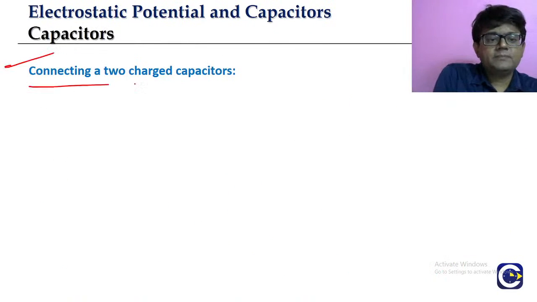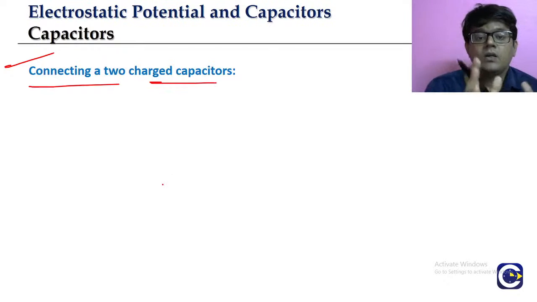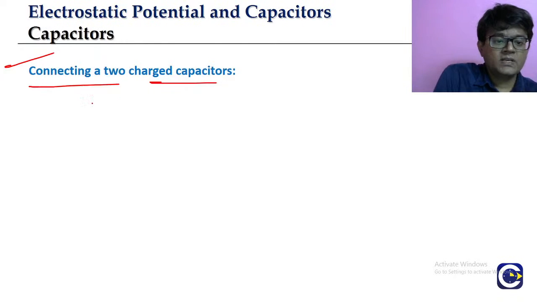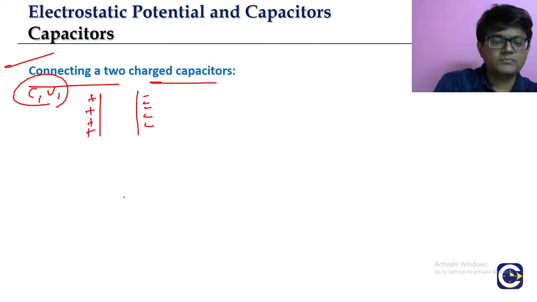So look at the next concept. Before this, one capacitor was charged and the second capacitor uncharged. Now let us complicate it a little: we can have both the capacitors already initially charged. Look here, there is a capacitor C1 with a potential V1. On this side positive, on this side negative. We can have a capacitor with capacitance value C2, and its initial potential is V2.